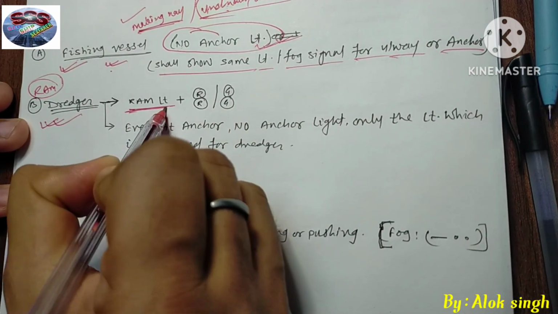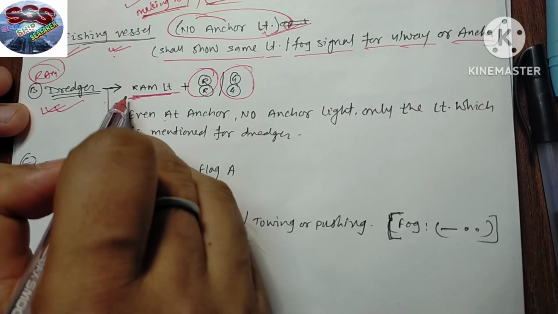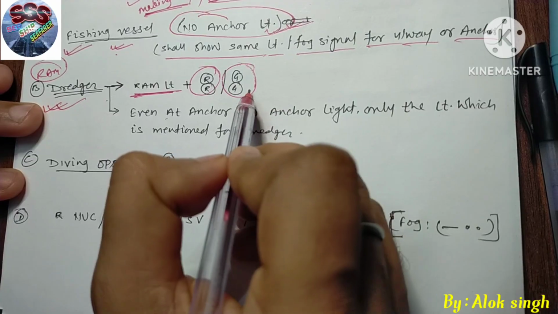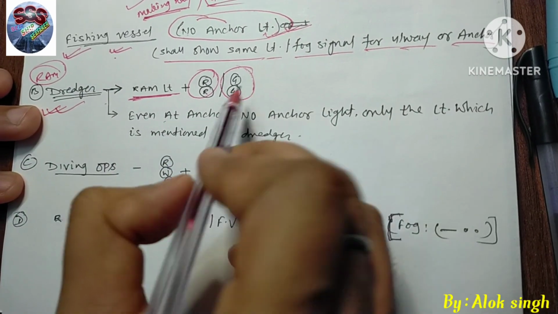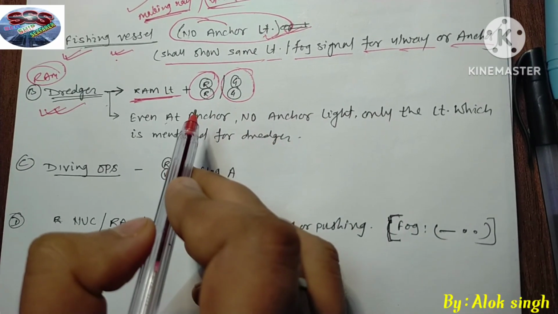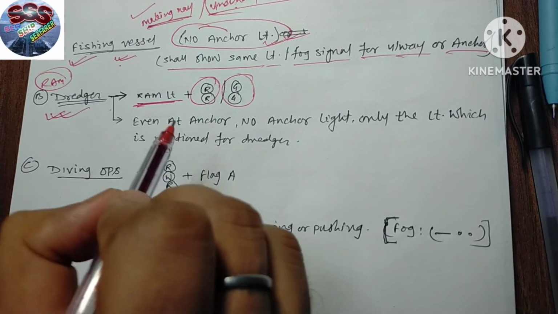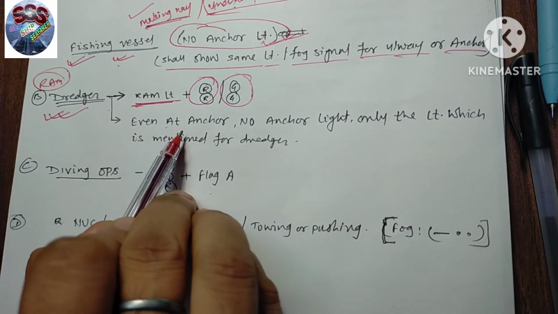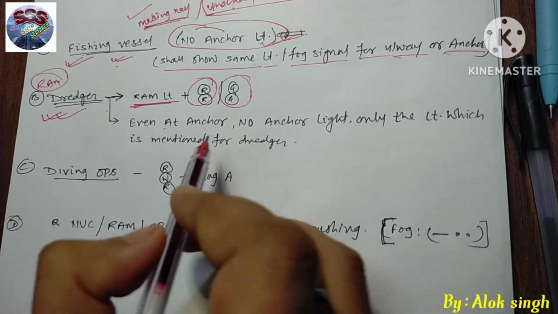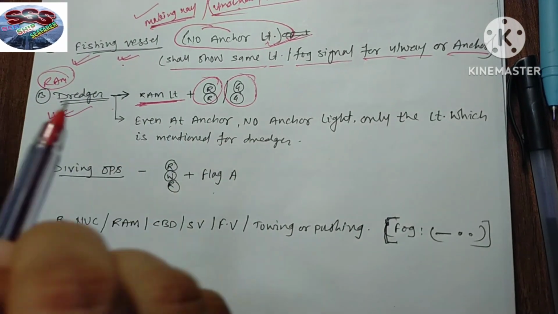For the RAM lights it is showing, and two red lights or two green lights it is showing. Especially for this vessel in RAM, this vessel also does not show an anchor light. So whenever you have to say making way, then it's okay. Whenever we see the side lights or stern light, at that time we say this is making way. But when there is no side light or stern light, in that case we don't say only underway, but we have to say underway or at anchor, because this vessel also does not show an anchor light.